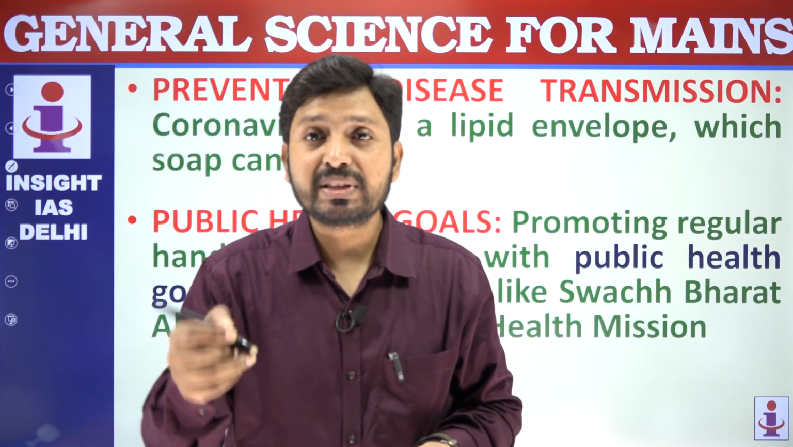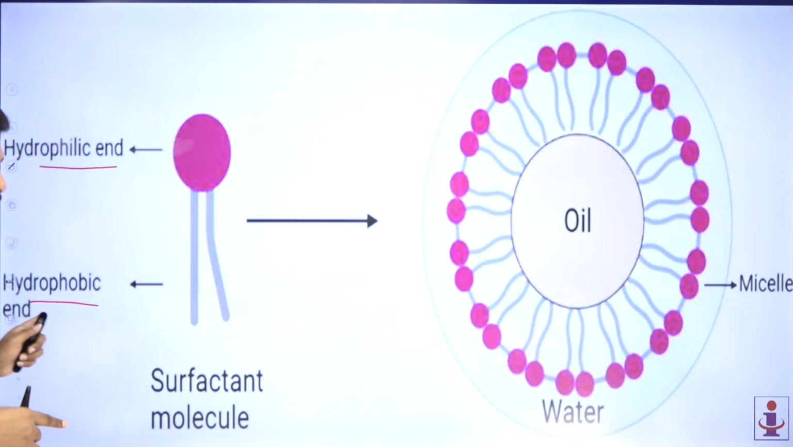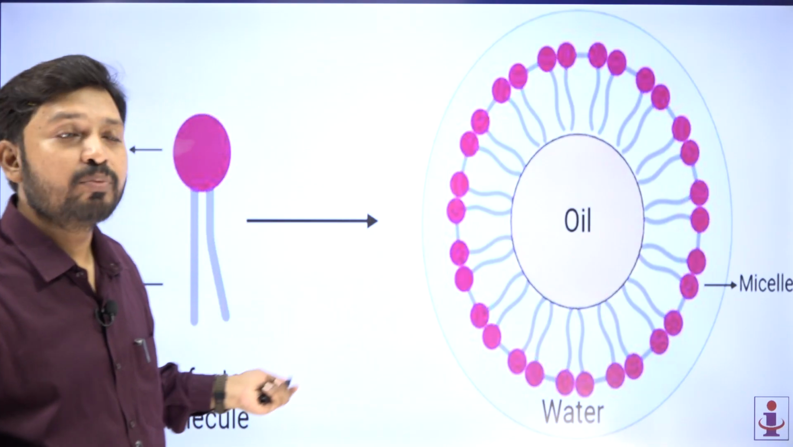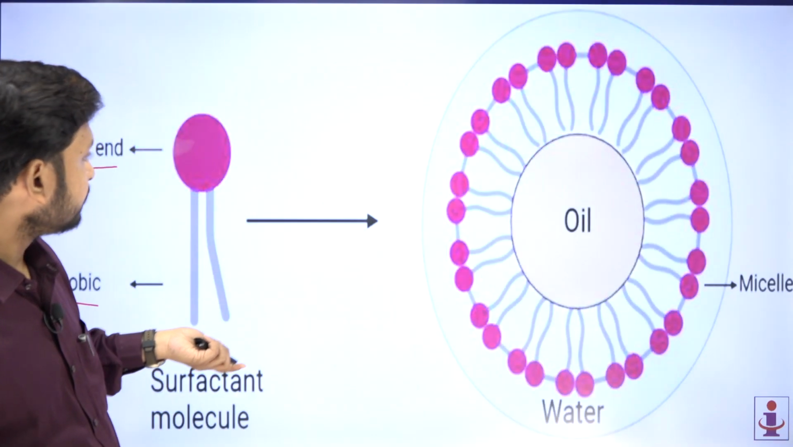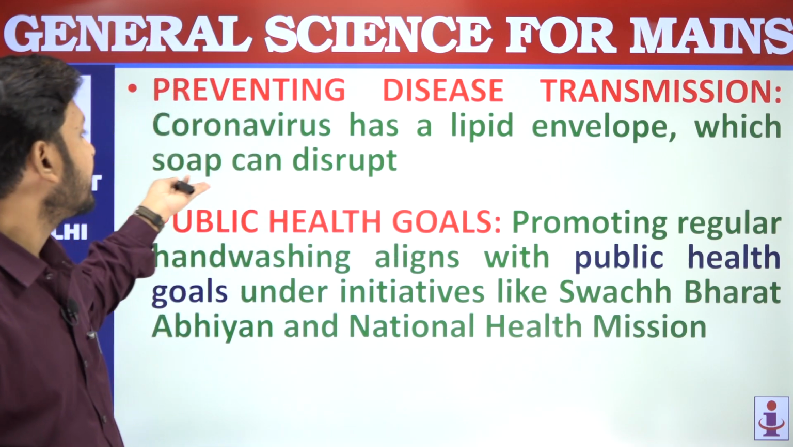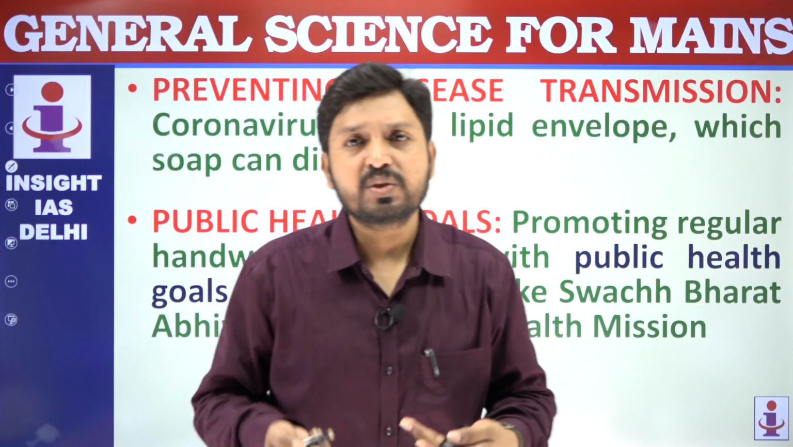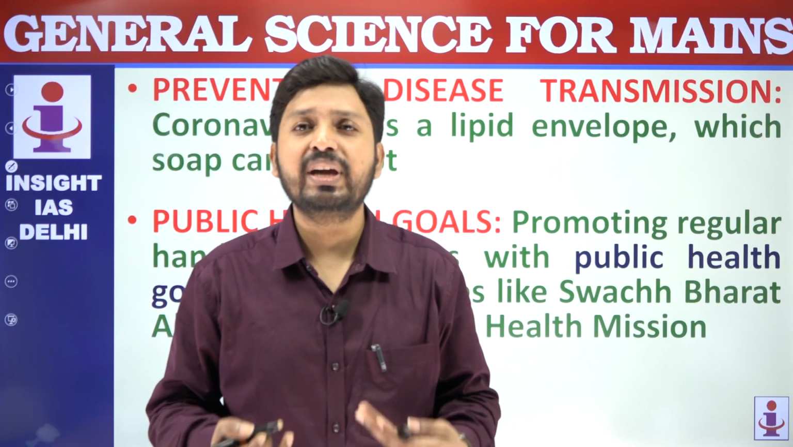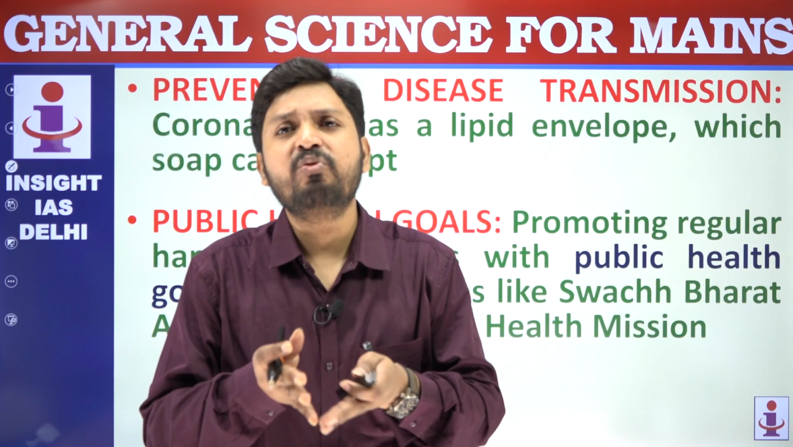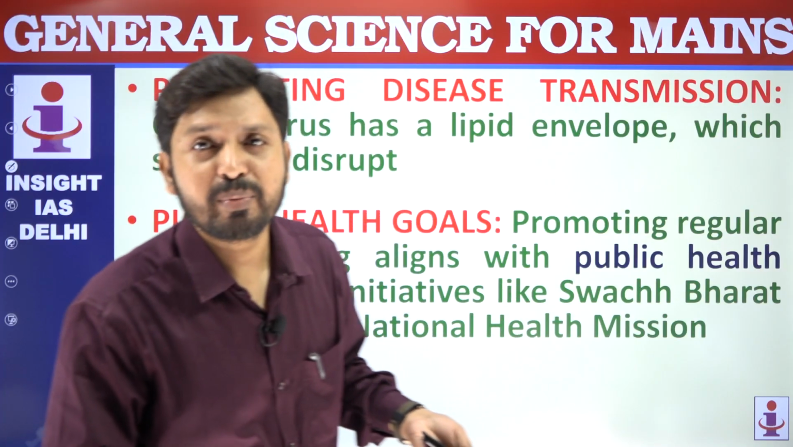So how is it disrupting? The structure which we have seen earlier, this hydrophobic end, is going and interacting with the lipid envelope in the virus. Okay, so you can read: coronavirus has a lipid envelope which soaps can disrupt and make it inactive. So this is the easiest way, right? Okay, so from childhood we have heard the term that prevention is better than cure. So by simply washing our hands we can prevent it, right? Why go through all the unnecessary pain of getting the disease.